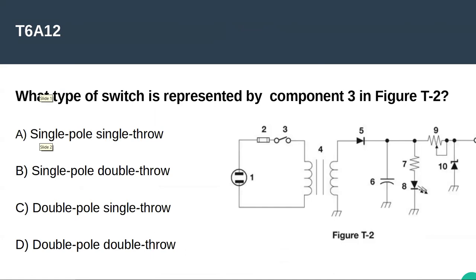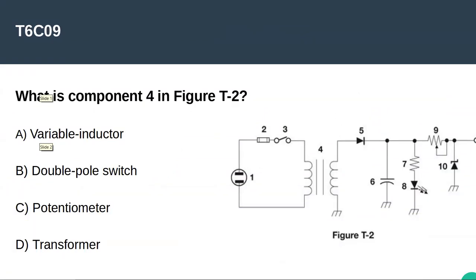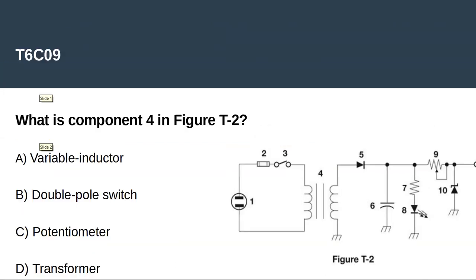So what type of switch is represented by component 3 in the figure? A, single pole, single throw. What is component 4? D, transformer. All right.